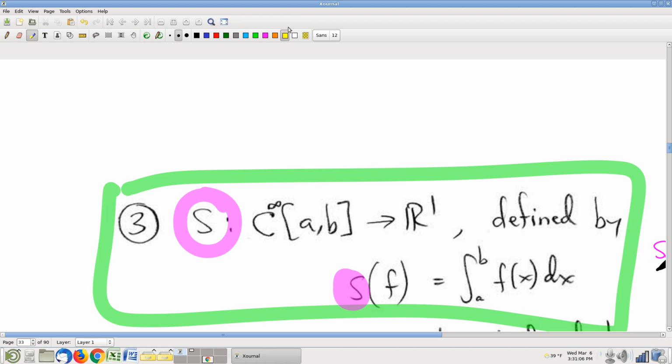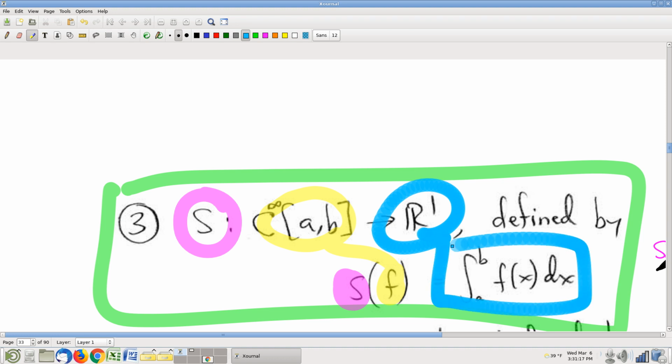So a function from that domain is the input, and then what comes out is a number computed by that formula. Okay, so function in, number out, and the value of that number is computed by, well, an integral. So how do we think about this linear transformation?